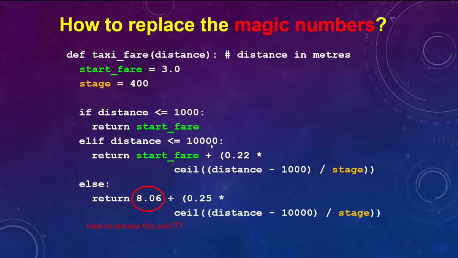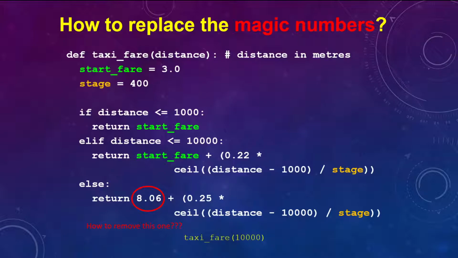Okay, but there's also one more here. There's this 8.06 at the bottom. How do you update this? This 8.06, remember, is based on the calculation of using a starting fare of 3.0 and the stage of 400. Okay, so this one is not so simple to remove. But again, you can try.